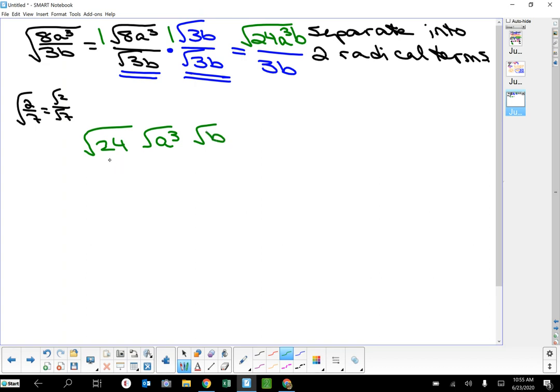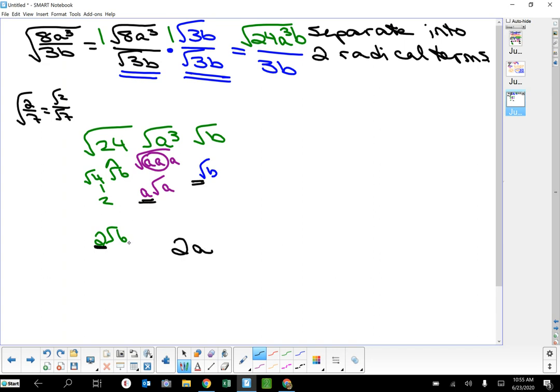So can I reduce the 24a cubed b? All right, well, the 24 is going to become a rad 4 times rad 6. This is a 2, so this is 2 rad 6. Then the a cubed: we group 2 together, and we get an a rad a. And the b won't come out because it doesn't have a buddy. So now we're going to combine all of these. Outside, outside, and that one's a 1, so 2a, and then rad 6ab. We're going to put all of that over the 3b.